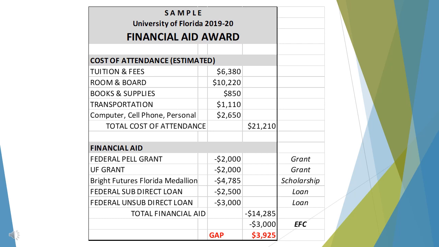Here is an example of what a financial aid award letter may look like. Remember, this probably will be posted on your college account. It shows the cost of attendance and the financial aid awarded, including loans. If you have any questions about your financial aid award, we are happy to review it with you.